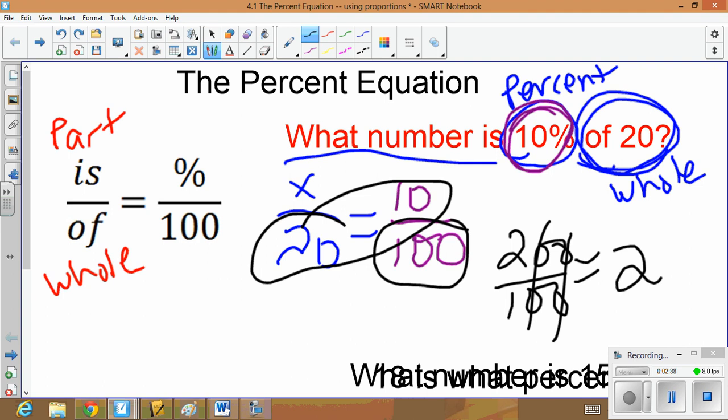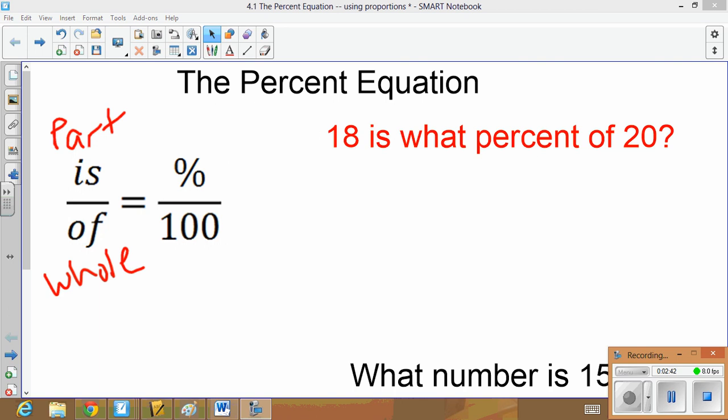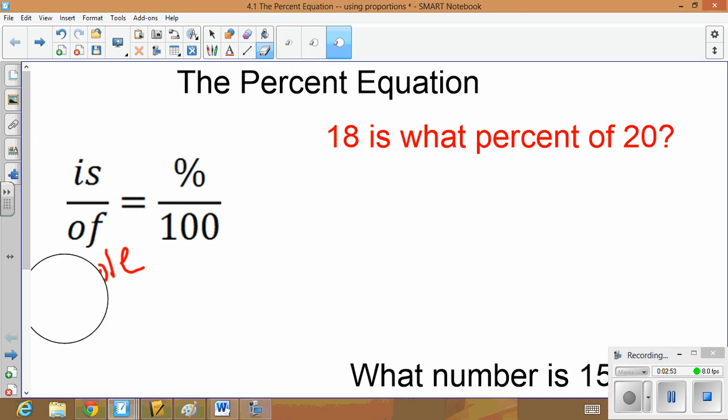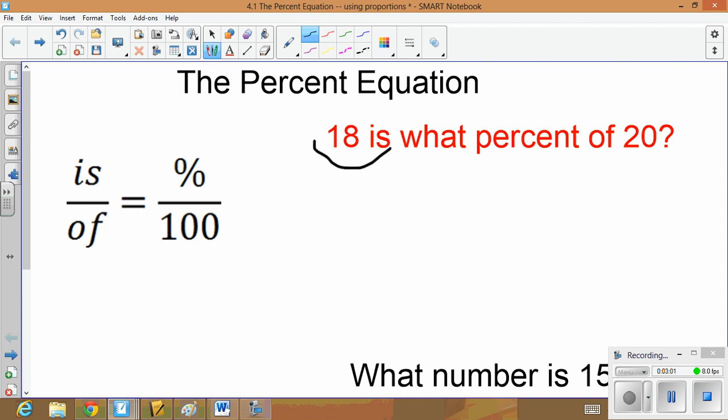So let's try another example. So here's our new example. 18 is what percent of 20? Again, remember, is represents part, and of represents a whole. So when we read our problem, the two key words we need to keep an eye out for are is and of. So when I read this, 18 is, this is my part or my numerator, what percent of 20? So of would be my whole.